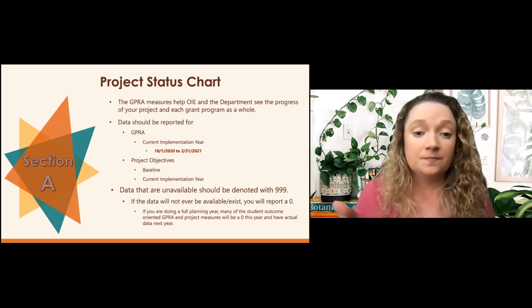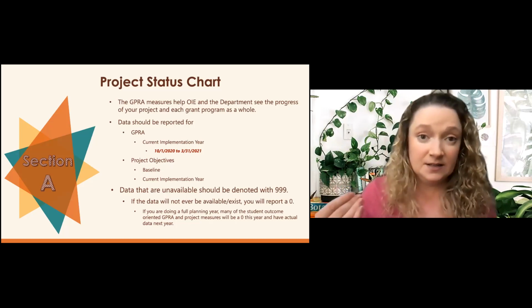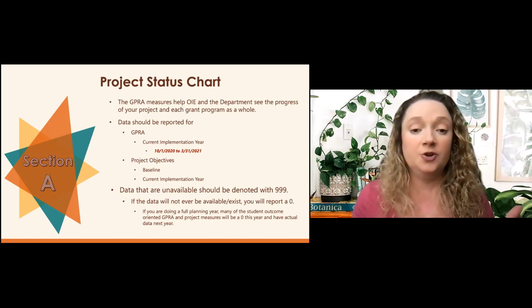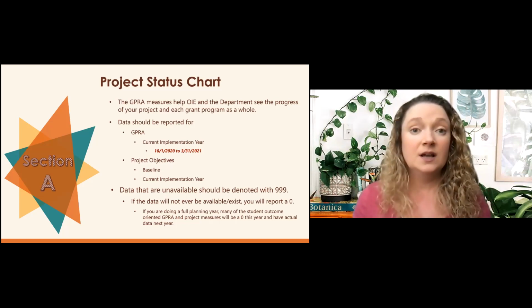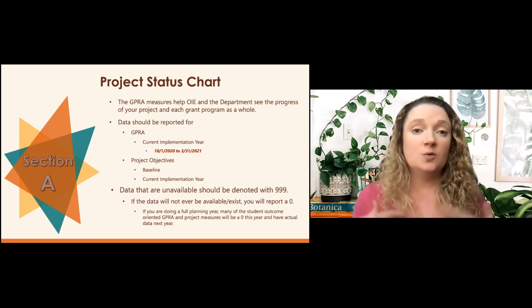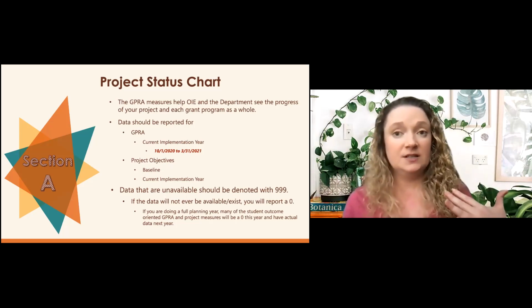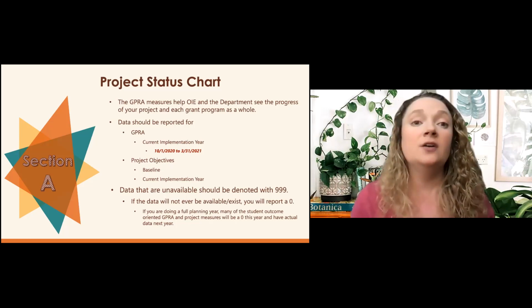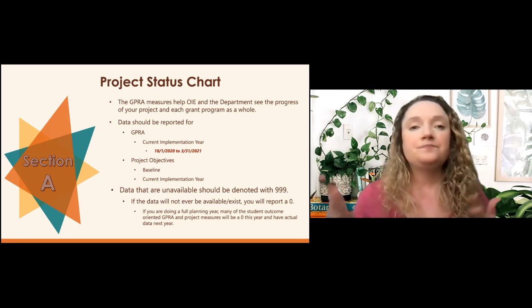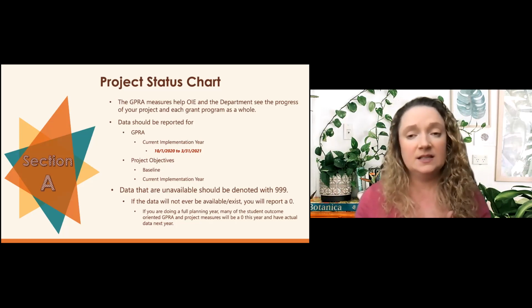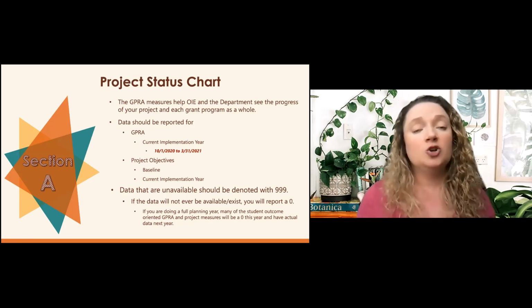Now, conversely, if that data will never exist and it just is not going to exist for year one, then you would report a 0, because it's not a matter of the data not being available. It's that there is no data. So it's a 999 versus a 0, depending upon if that data will become available. For example, if it's an academic objective, and like I said, you're doing your benchmark in May, you're going to have that data once you complete that assessment. Great, put 999 because you'll be able to update that later.